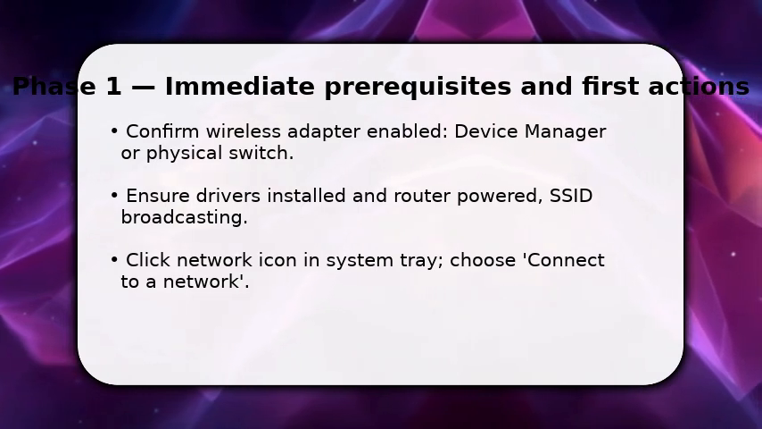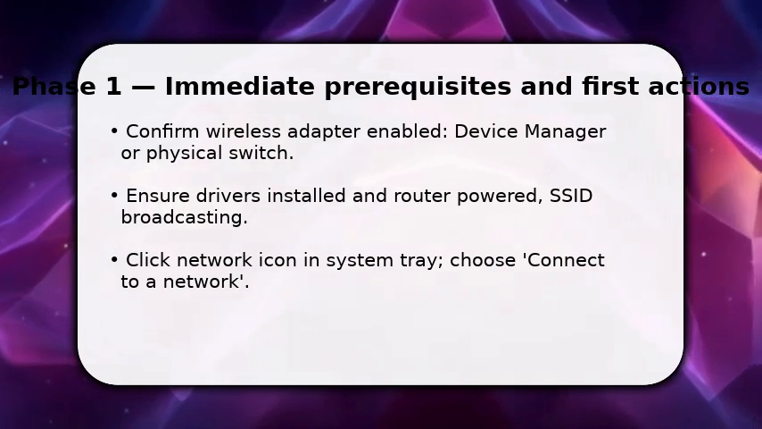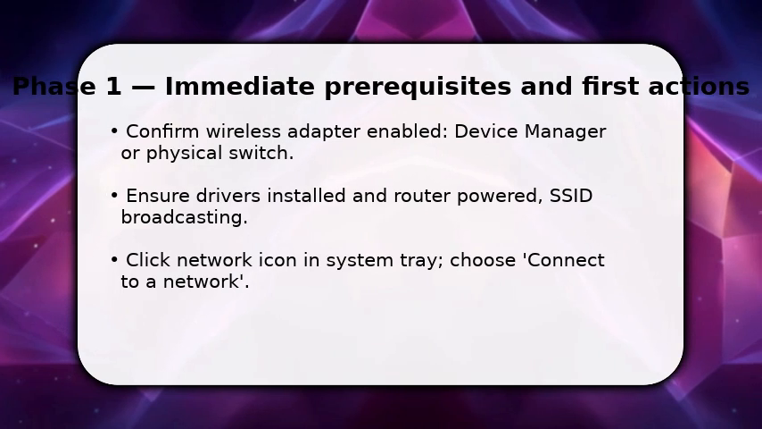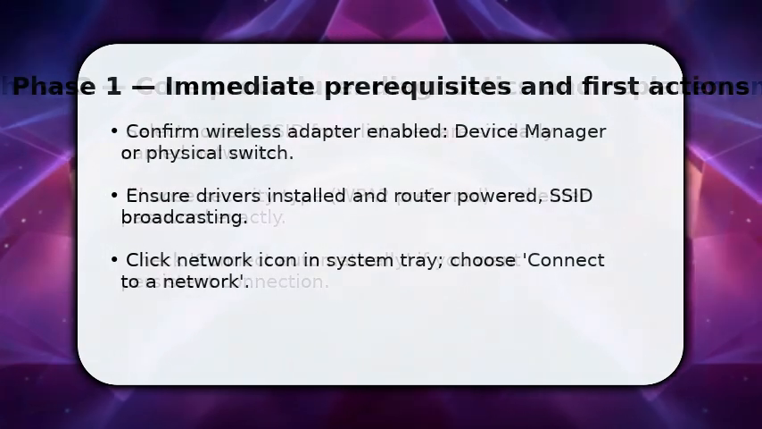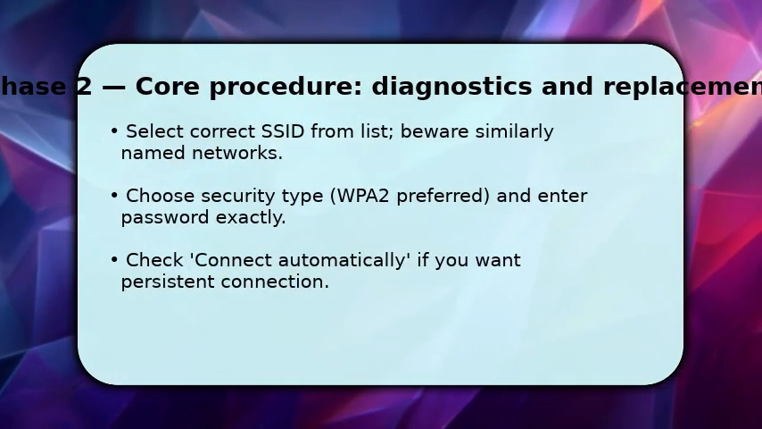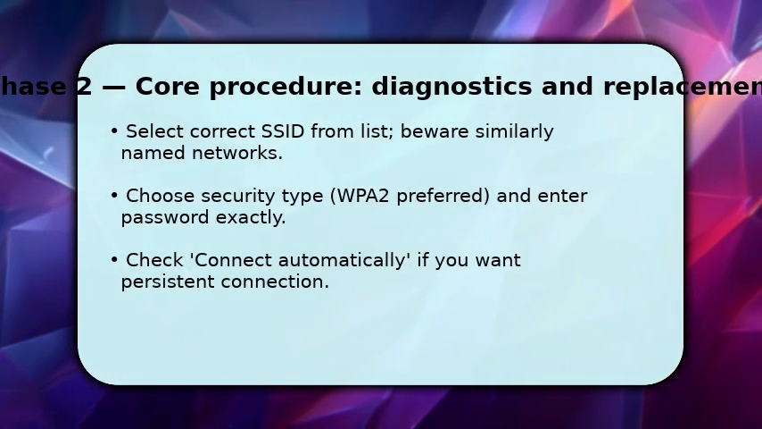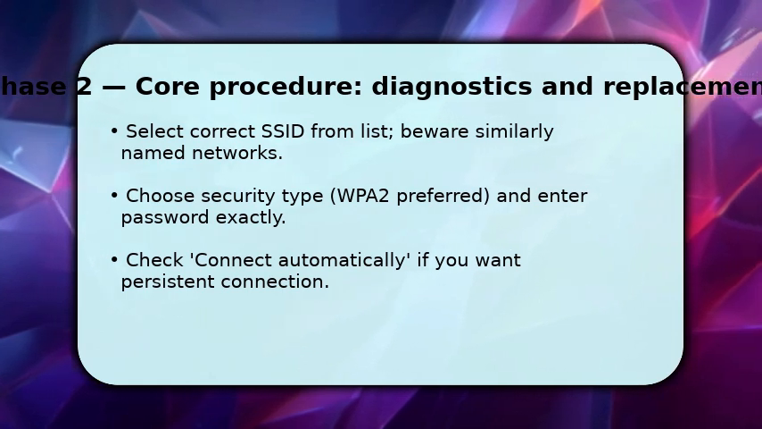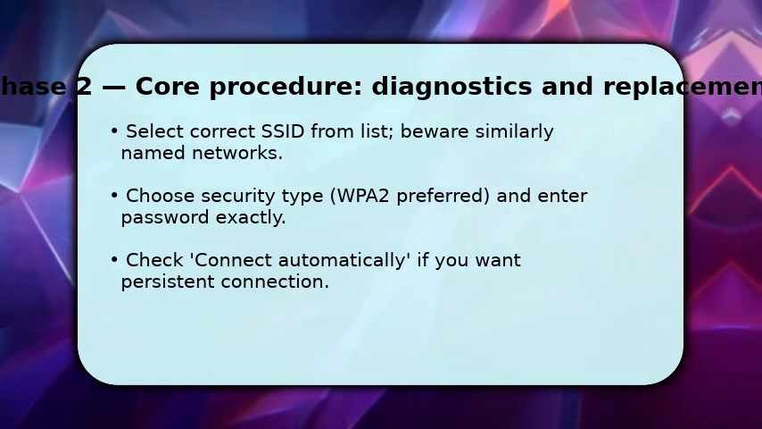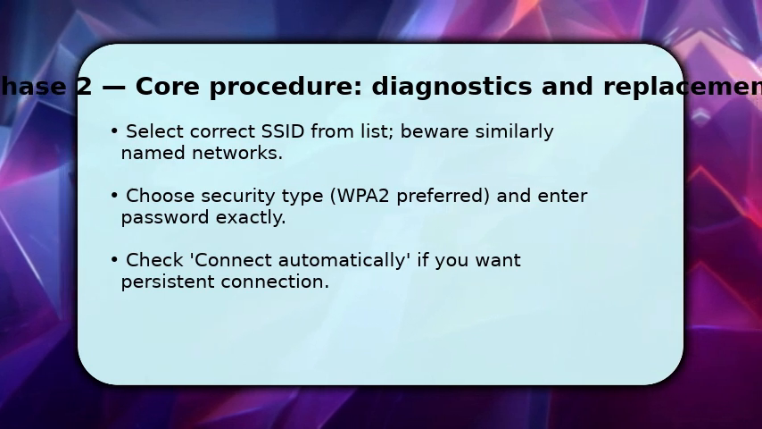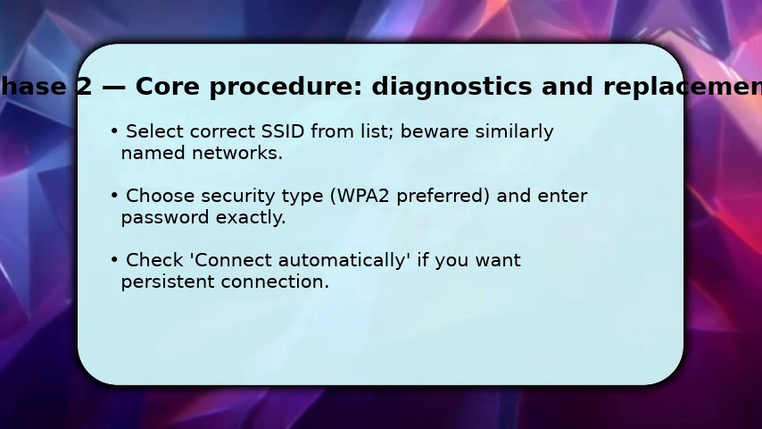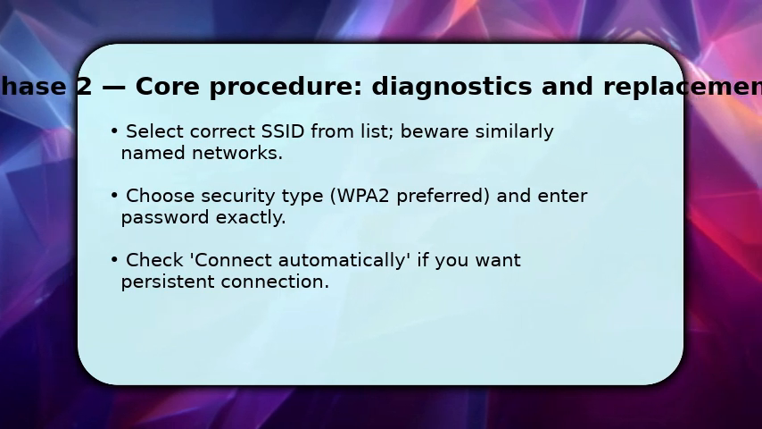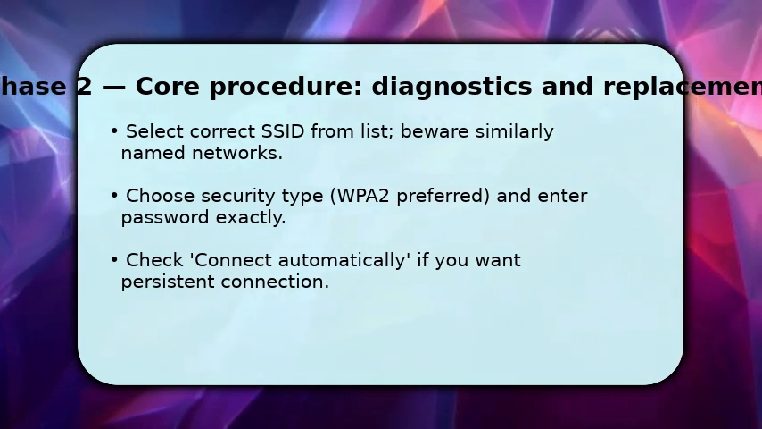Now scan the list and identify your network name so you can select it for the next step. Once you select your SSID from the network list, Windows shows the security type and prompts for the network key. You must choose the appropriate security, WPA2, when available, because it impacts compatibility and encryption. Enter the password carefully. Capitalization, symbols, and spacing matter.